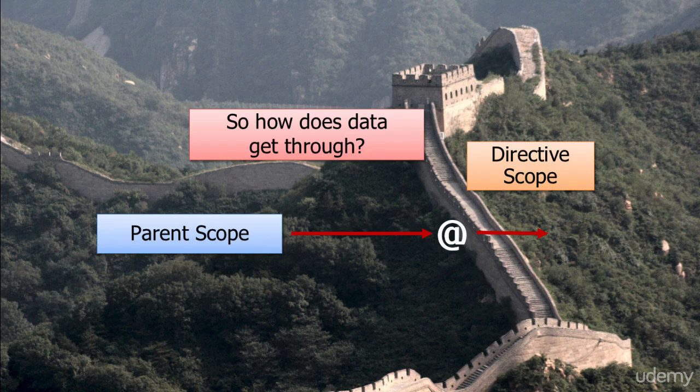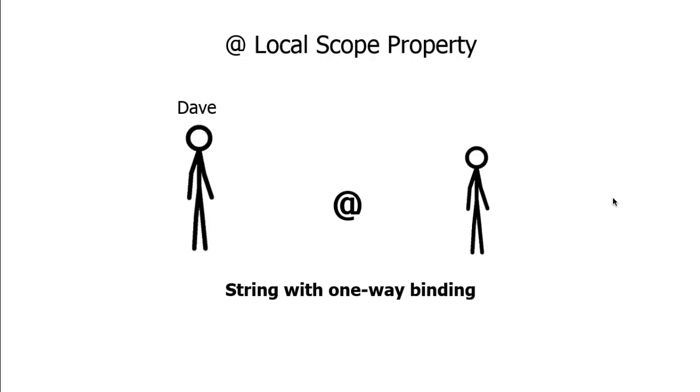Now, I like to think of the @ as building a pipeline through this wall. And maybe there's a little sign right above the pipe and it has the @ symbol. And that means, hey, you can pass me a string value, and we'll usually give it an alias, a property name. And then that will flow through the pipe and get into the directive. All right, so it works like this.